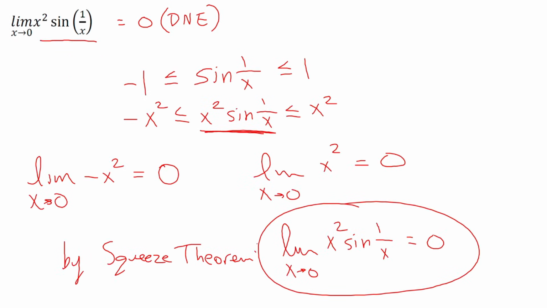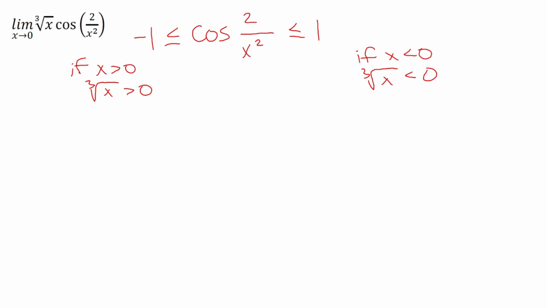In the previous problem, we were multiplying by x squared. Well, x squared is always positive, so there's no issue multiplying an inequality by something that's always positive, right? We multiplied by x squared. But here, because we're multiplying by something that we're not sure whether it's positive or negative, we have to split it into two separate cases. So if x is greater than 0, then multiplying by the cube root of x is no problem. We can just say that this is true.